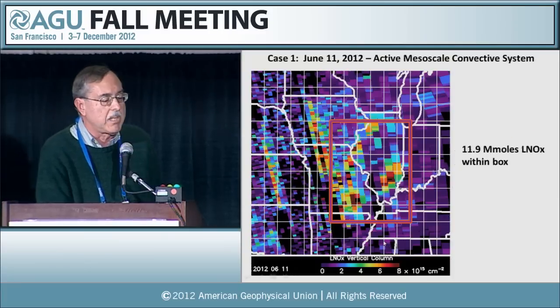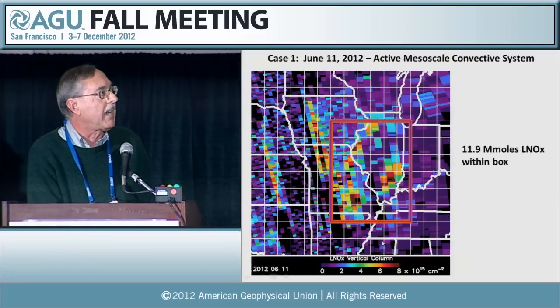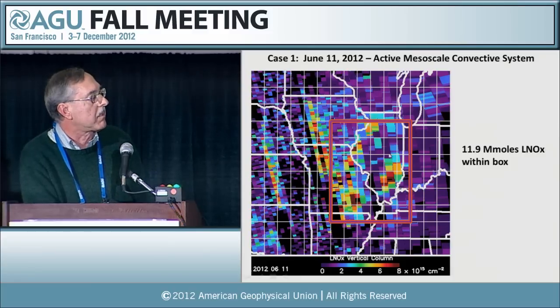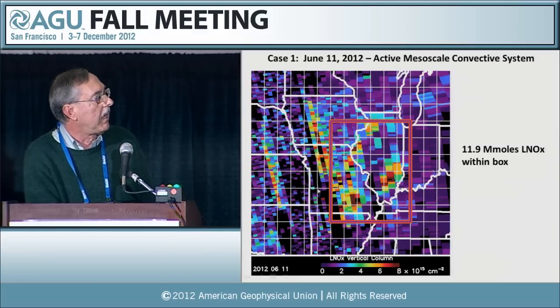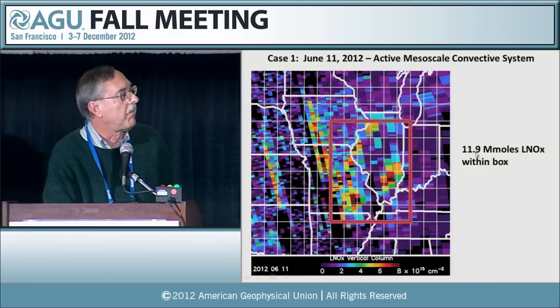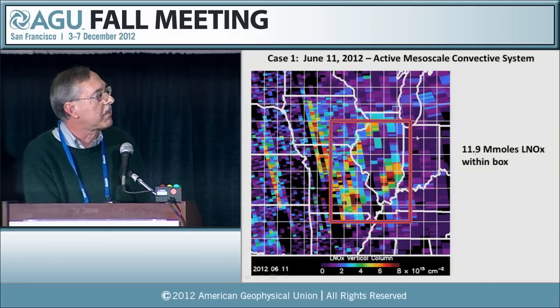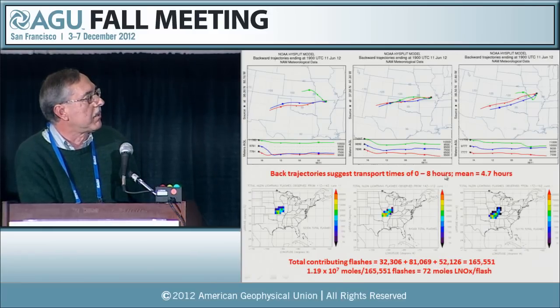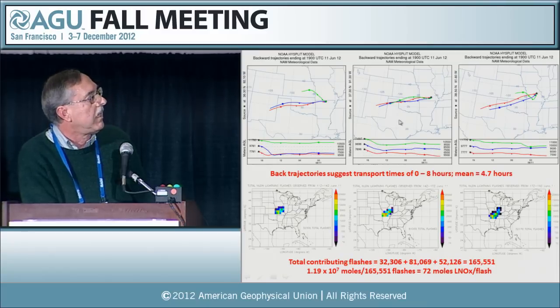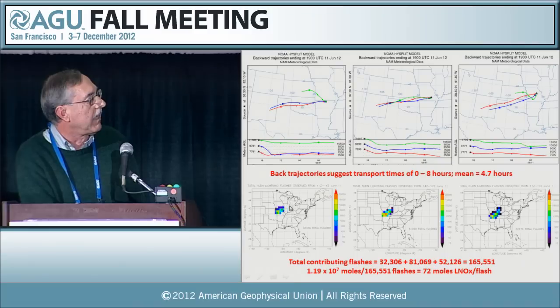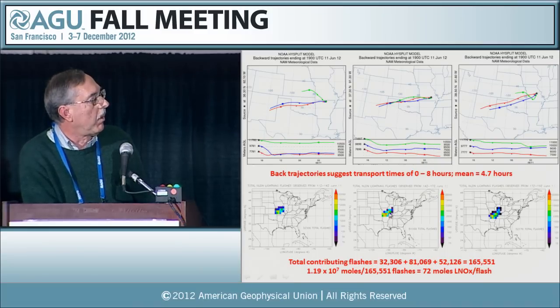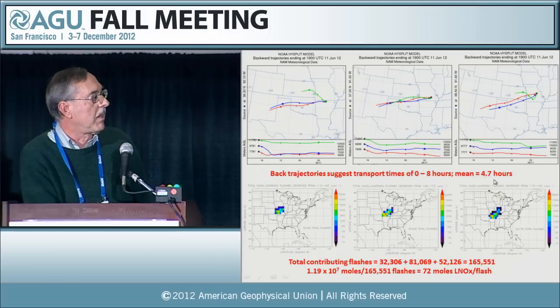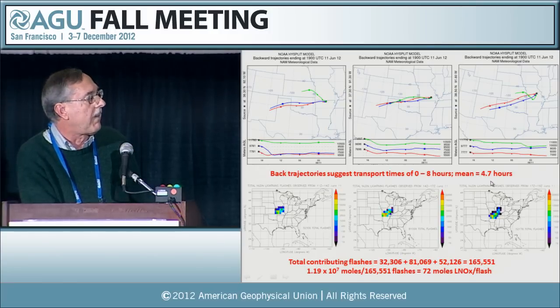So this is one case from June 11. This is where there was a very active mesoscale convective system going on over Illinois and Missouri. And based on the satellite observations, we get 11.9 megamoles of lightning NOx within this red box. And the transport times were fairly short in this case. Here are our back trajectories, and these go back to the lightning that was occurring right here over Illinois and Missouri, and the mean transport time was only about 4 to 5 hours.